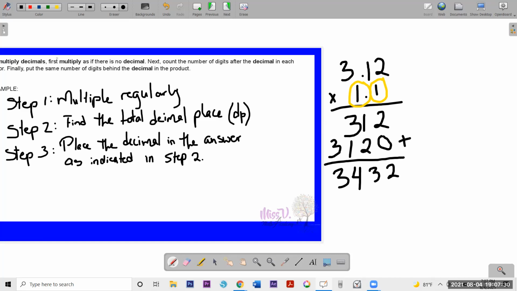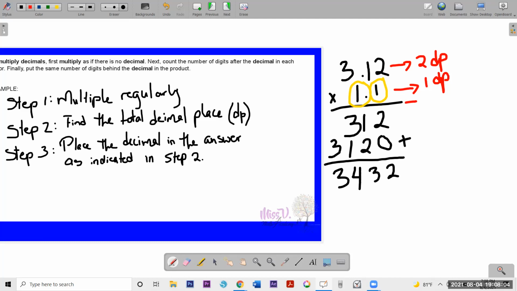Now, let's do step 2. Find the total decimal places. For the first number, how many decimal places do we have here? Talk to me. 2. Very good. So you have 2 DP. For the second number, how many decimal places do we have here? 1. When they ask you to find the total, what does that mean? How do you find the total of anything?